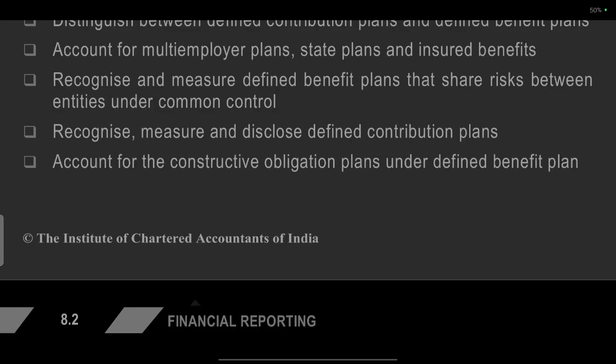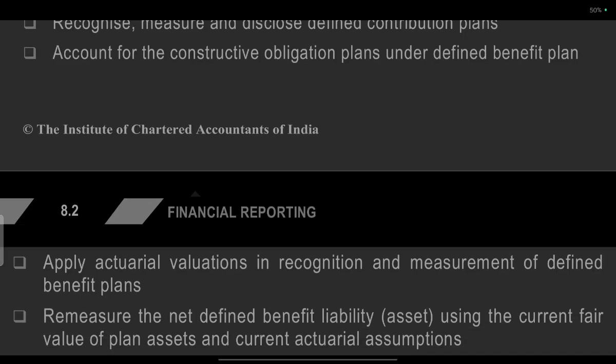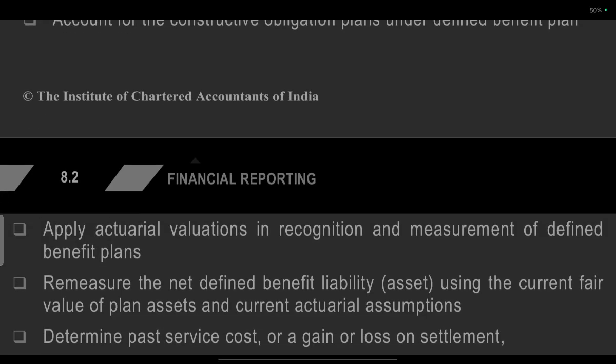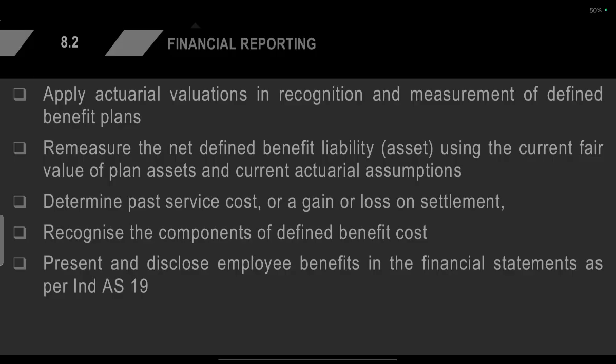Recognize the measurement of defined benefit plans which arise between the entities and the common control. Recognize the measurement of defined contribution plans, accounting for constructive obligation plans and other defined benefit plans. Apply actuarial valuation, recognition and measurement of defined benefit plans.